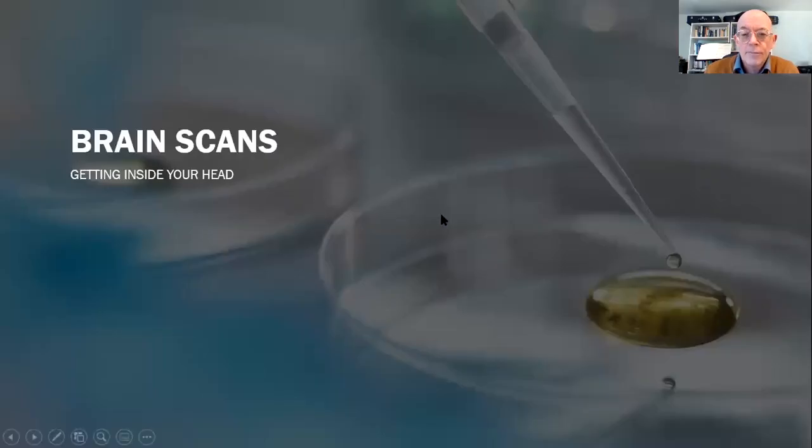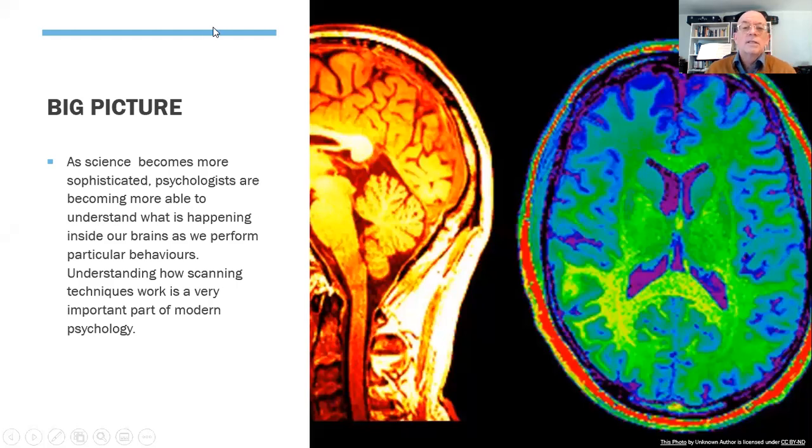Okay, so as science has developed over the years and become more sophisticated, psychologists have suddenly become able to look at what's going on inside the heads of people as they're doing behaviors, which is a major step forward, as we'll see in a minute. So we need to understand how brain scanning works and what are the pluses and minuses of that process, okay?